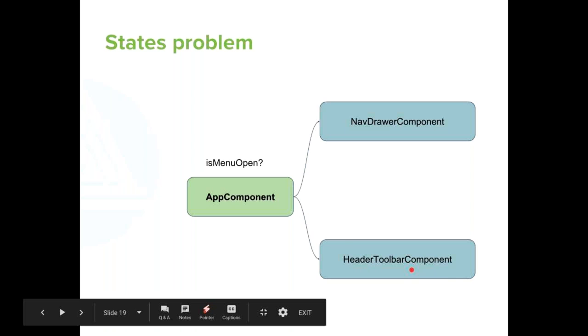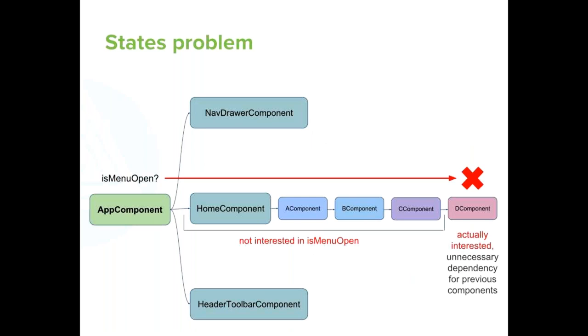But then you can imagine a situation in which in the content you have a set of different components like A, B, C, and D components, and each of them are like parents and children.